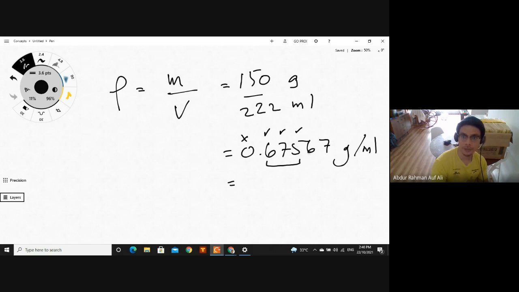So kita kena bundarkan 5 ni jadi 6. So jawapannya adalah 0.676 gram per mil. So this was my mistake.